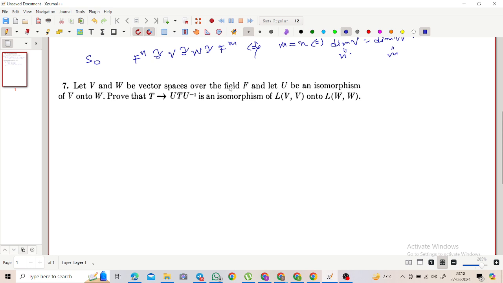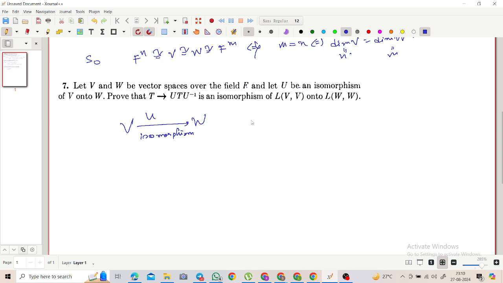Let V and W be vector spaces over the field F. Let U be an isomorphism from V to W. Here the street dogs have started a concert. Prove that T going to U T U inverse is an isomorphism.